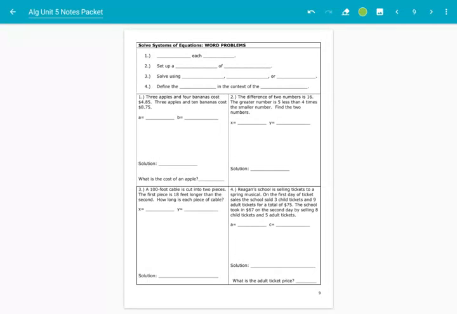All right, so right now we're going to solve systems of equations, but we're going to set them up in word problems. A lot of people have problems with word problems because it's hard to translate the words into numbers, but I'll give you a few tips here for you to be able to do that. So here we go. Let's start.